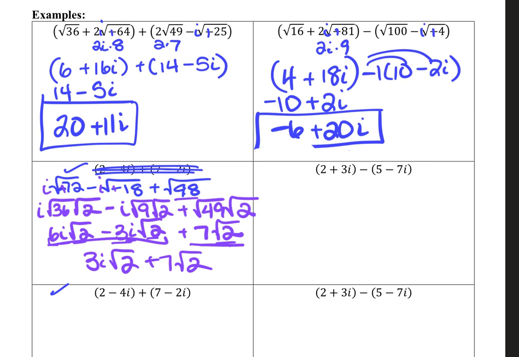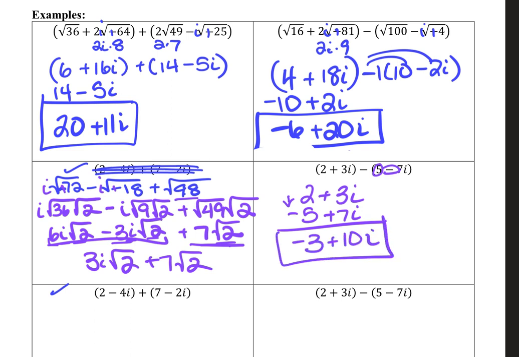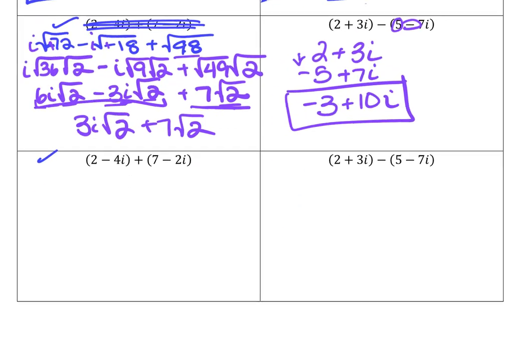The rest of these are pretty straightforward. If they're already complex, then you just combine them. You just have to remember this is subtraction. So it's 2 plus 3i minus 5 minus 7i. So we have to change the signs and add. The 5 is now negative and the 7 is now positive. And just combine like terms, so it'd be negative 3 plus 10i. Done. The rest of these are similar.